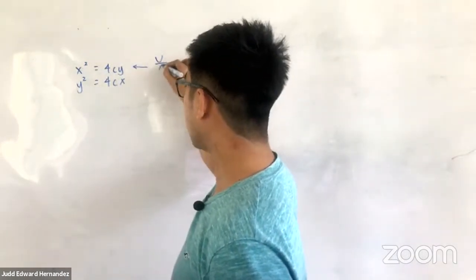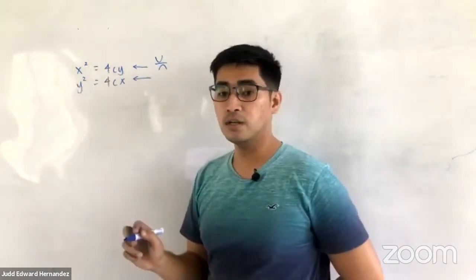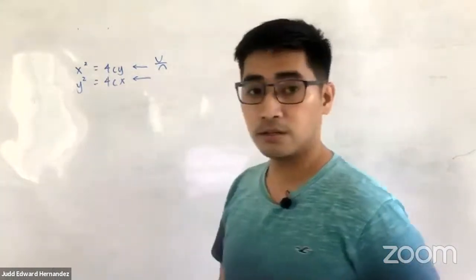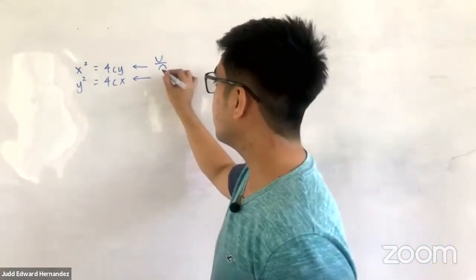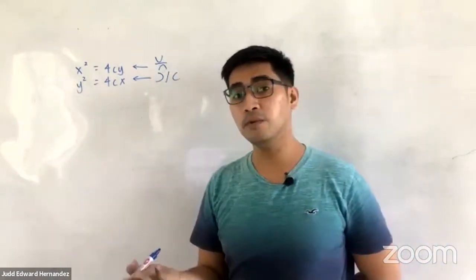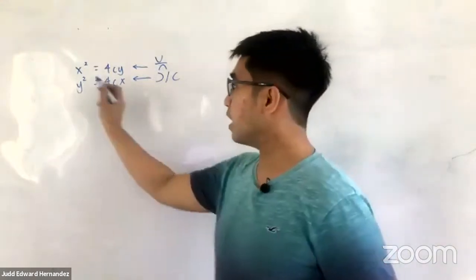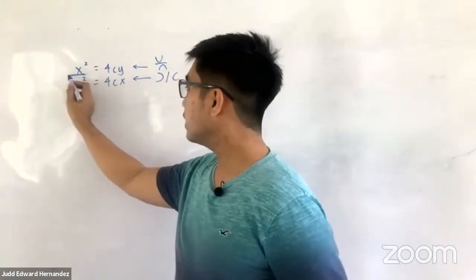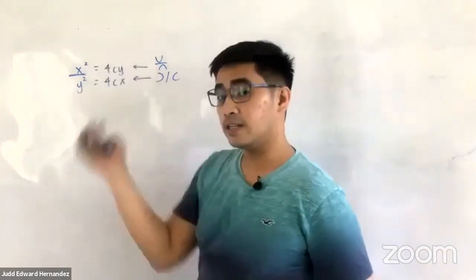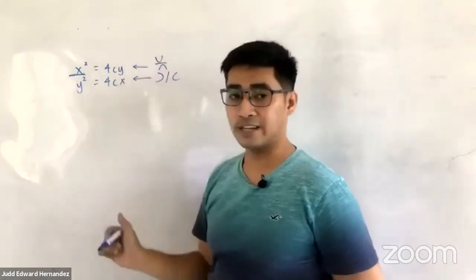up or down. Tandaan nyo na lang palagi that if we have this equation, our parabola will open up and down. And if we have y squared is equal to 4cx, therefore, our parabola will open to the left or to the right. So how do we know if the parabola will open up or down or to the left or to the right? Since we have here x squared, we know that this opens up or down, and we could only say that it is opening up or opening down based on the sign of the right side.